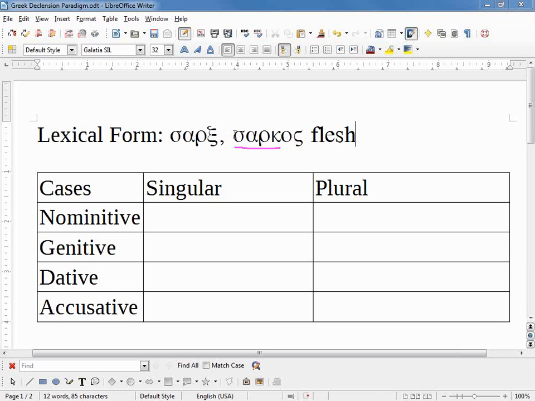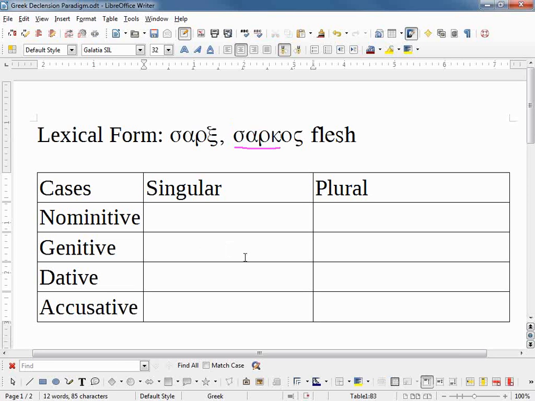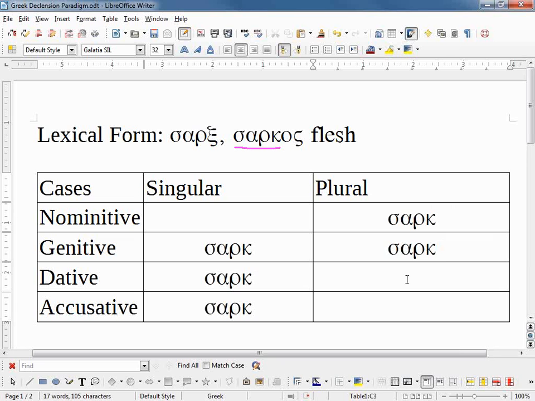So with that being said, I'm going to copy this stem and put it in the following places. Just repeat after me, if you will. I'm going to put it in the genitive singular, the dative, the accusative singular, and then also in the plural nominative, the genitive plural, skip the dative, and then the accusative.